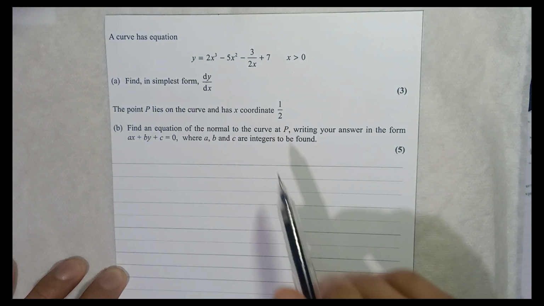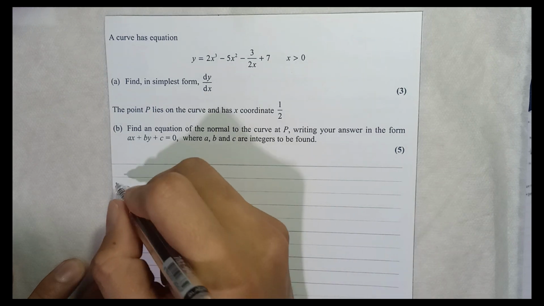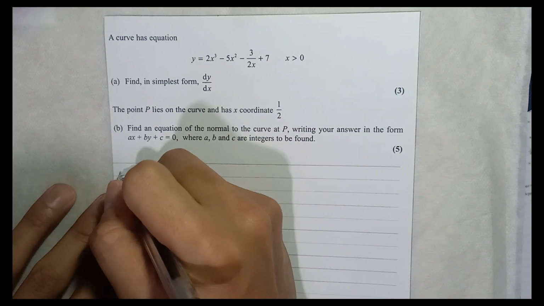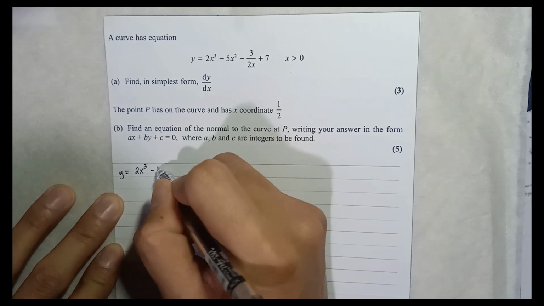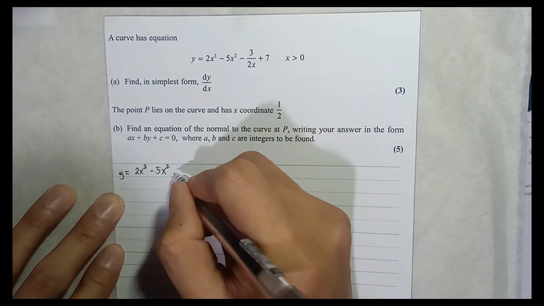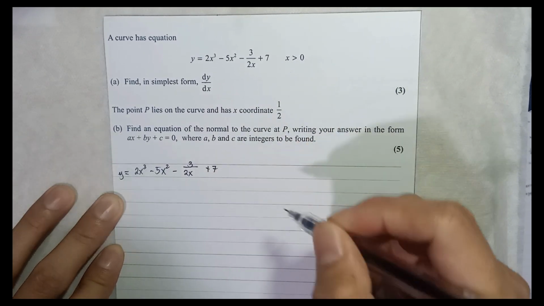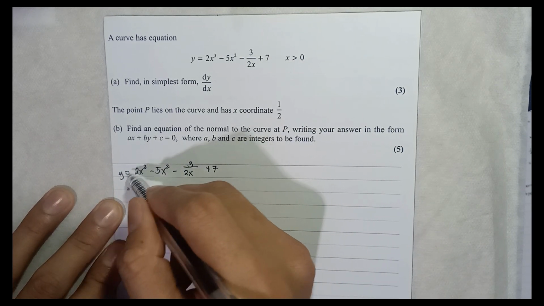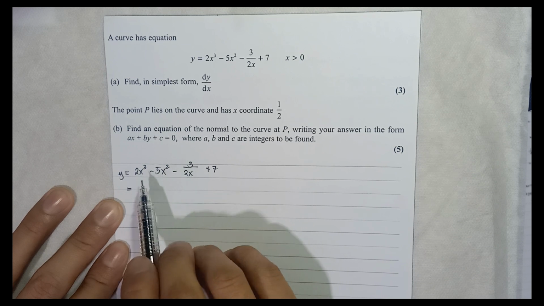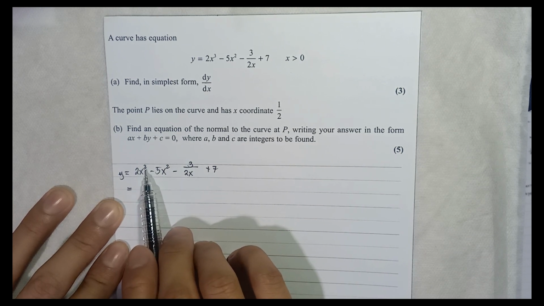with respect to x. So we'll just use the rules of differentiation. Let's start off by writing the function. We have y is equal to 2x cubed minus 5x squared minus 3 over 2x plus 7. By the rules of differentiation, we can use the power rule for the first term, 2x cubed. The power rule is the exponent times the coefficient, and then subtract 1 from the exponent.